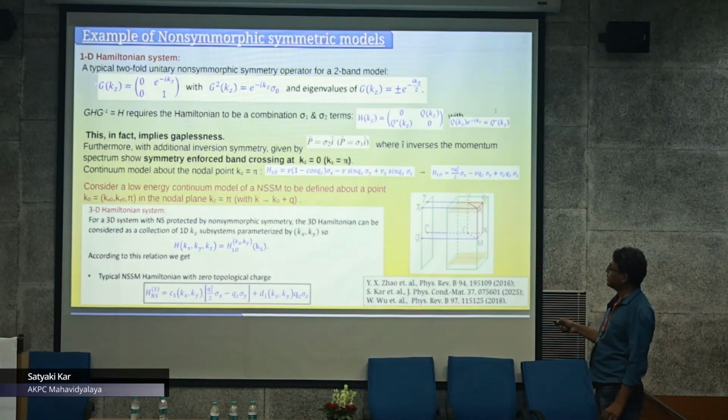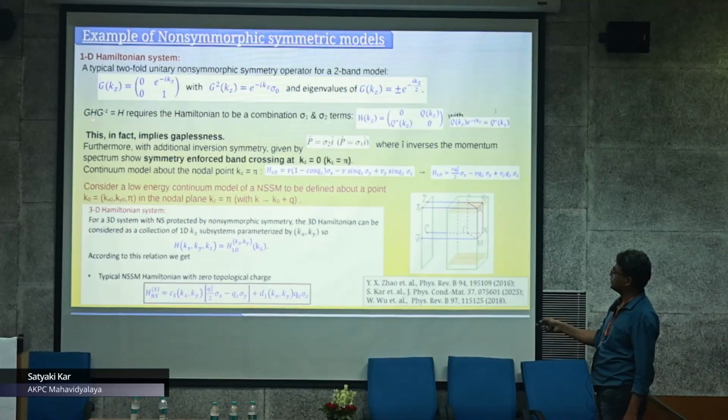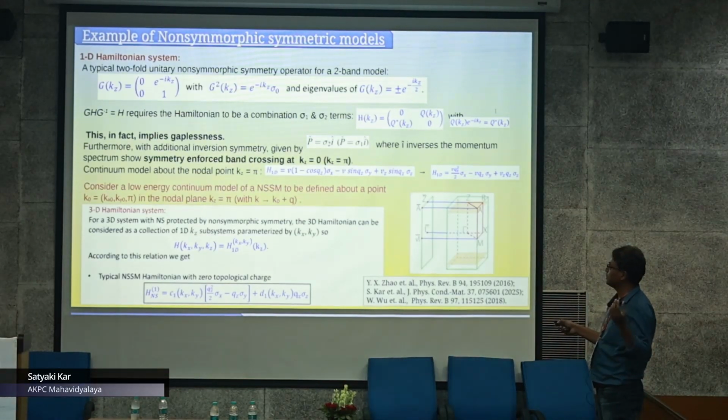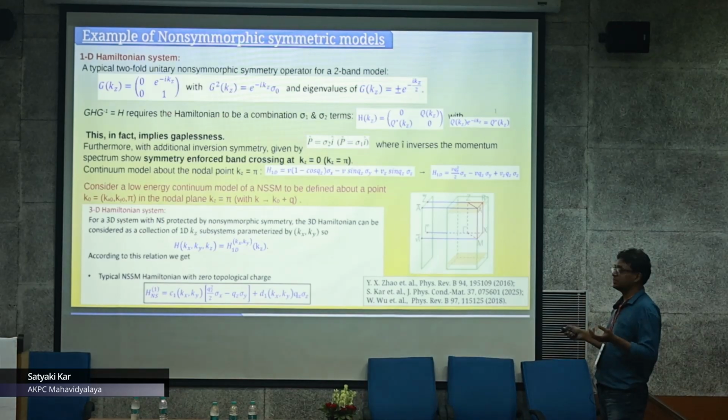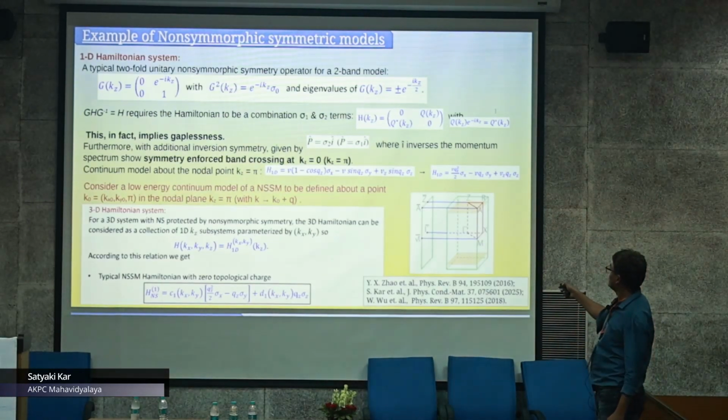Now if this G can be a symmetry of the system, we have to have this G inverse equal to H, and that gives me more conditions on the Hamiltonian. It says that H cannot have a sigma 3 term. It can be a combination of sigma 1 and sigma 2. So you can write it in this form.